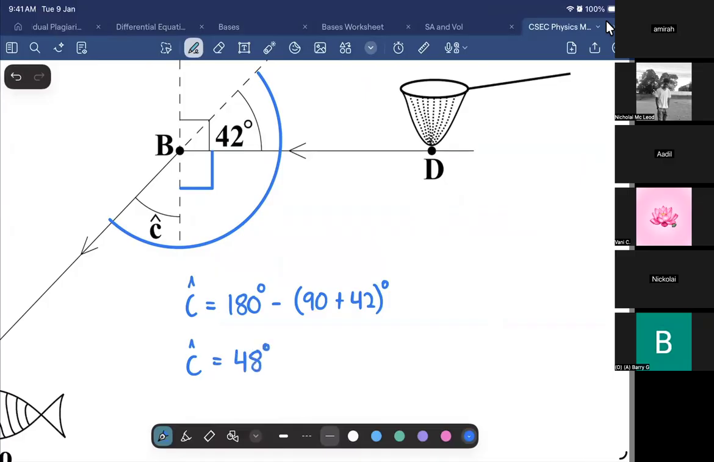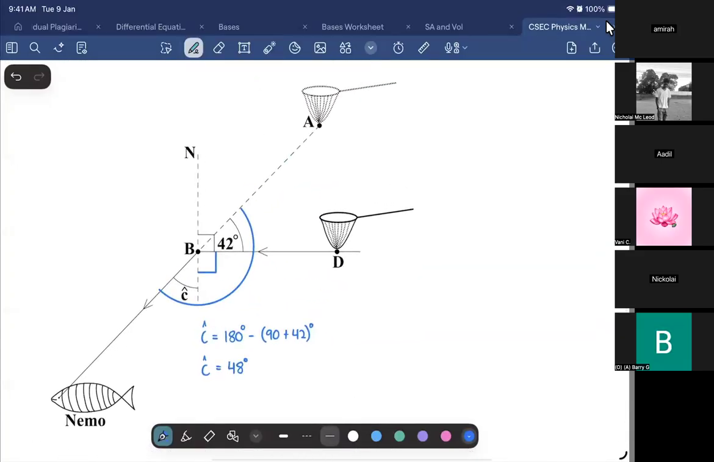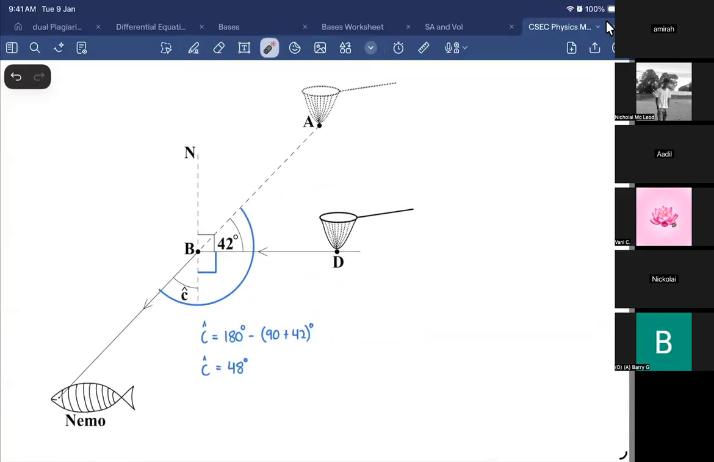Now I have a question for you, right? Over here. This question is very confusing. But Nikolai, if Nemo is looking up at this point and he's seeing something in air, you're really going from water to air. Now, if you're going from water to air and you see an angle of 48 degrees, is that the critical angle or less than the critical angle? Less. Yes, less than the critical angle.